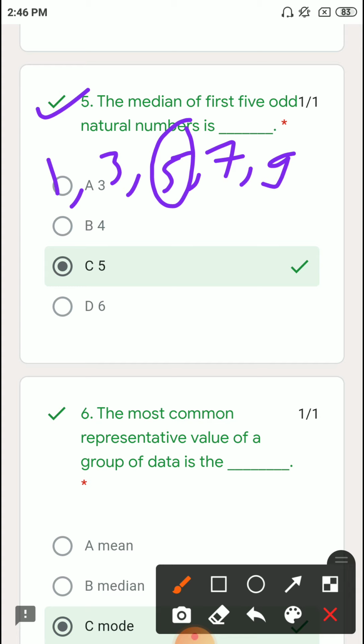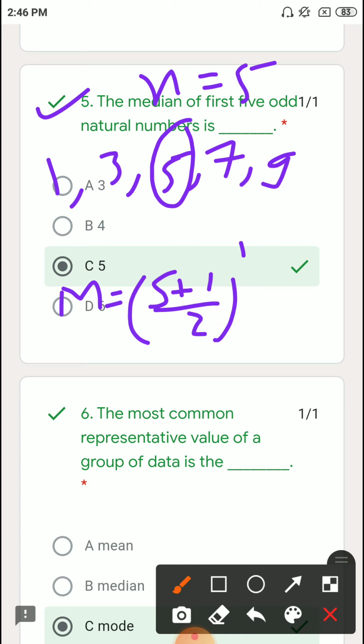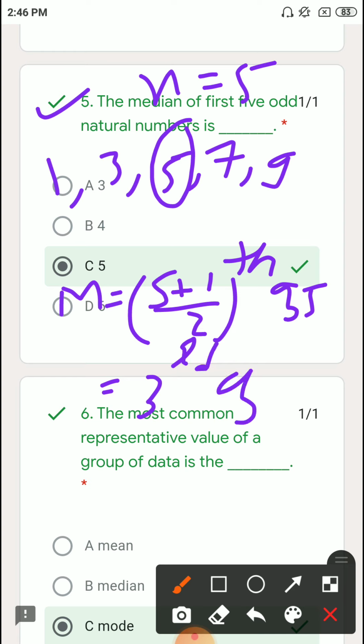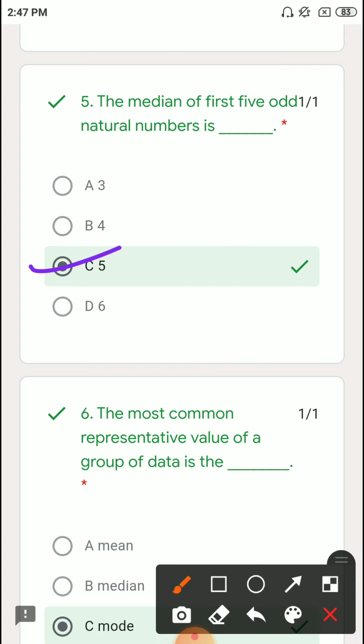Otherwise we can use the formula. Here we have a total of 5 numbers, so n is equal to 5, and the median is the (n plus 1) by 2th observation. So 5 plus 1 is 6, by 2, again the 3rd observation. Now count here, this is the first observation, this is the second observation, and here the 3rd observation is 5. So the answer is 5. We can even find the answer directly if it is an MCQ. But if it is a 1 or 2 marks question, then we need to apply the formula and write all the steps. So here our answer is option C, 5.